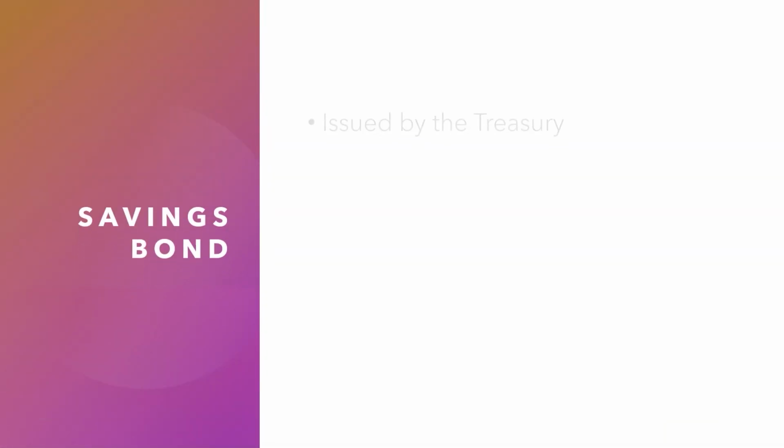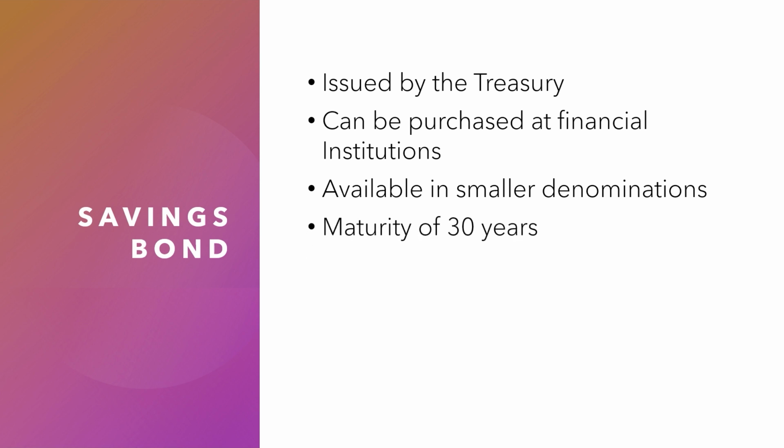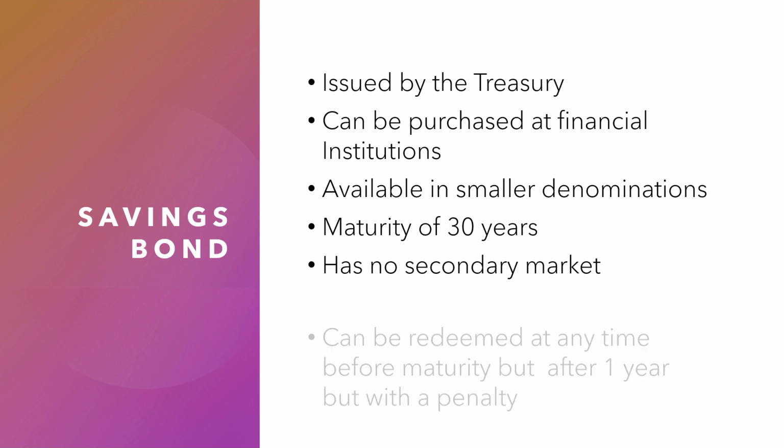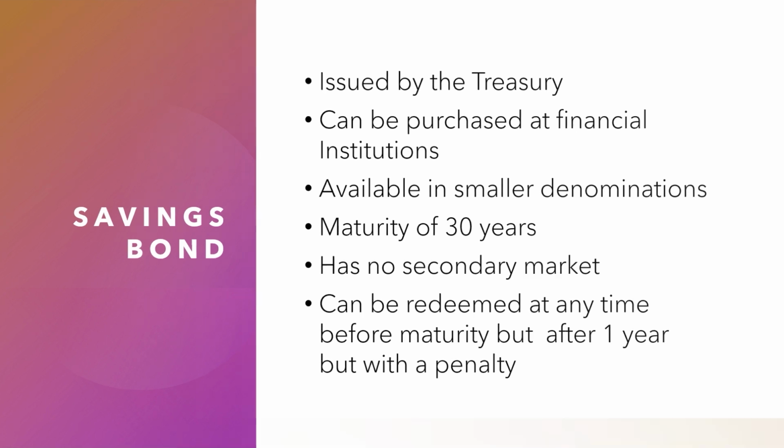The second type of bond is the savings bond. Savings bonds are also issued by the Treasury but can be purchased from many financial institutions. They are attractive to small investors because they can be purchased with as little as $25, but larger denominations are also available. Savings bonds have a maturity of 30 years and have no secondary market. Savings bonds can be redeemed at any time after 12 months, but before maturity with a penalty.